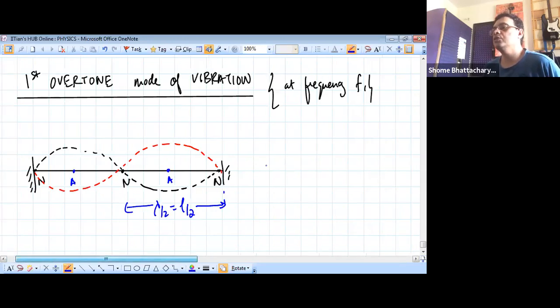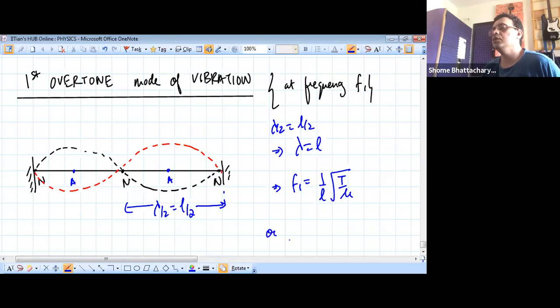So in this mode, lambda by 2 is equal to L by 2. So the first overtone has a frequency of 1 by L square root T by mu. Or more importantly, the first overtone mode in which the string can vibrate will have a frequency which, if you compare with the fundamental mode, will become twice the fundamental.